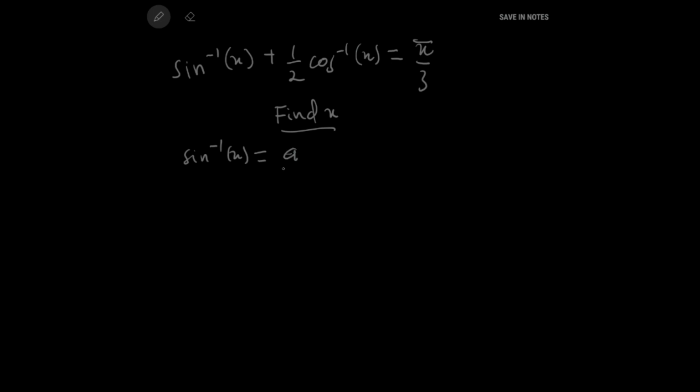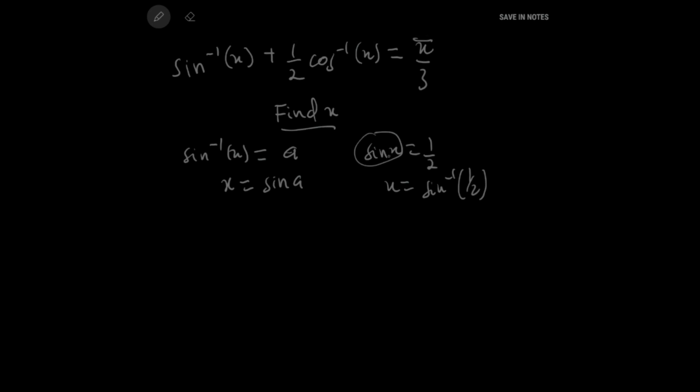So if sine inverse of x is equal to a, then x will be equal to the sine of a. Like if you have sine x equals half, and you want to find x, x will be equal to the sine inverse of half. In that same way, if you want to get x back, you just have to get rid of the sine inverse. Okay, so this is substitution.